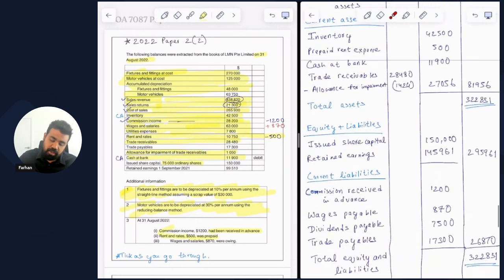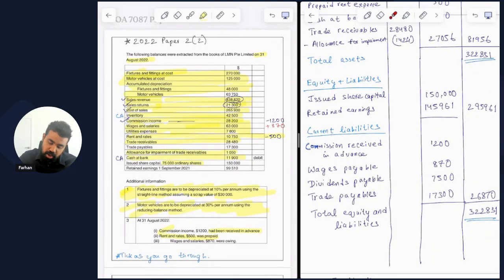So next we have got the equity and liabilities. Now, when we prepare the balance sheet or the statement of financial position, essentially we're trying to fulfill the fundamental accounting equation, which is the basis of every accounting problem that exists. And that equation is the assets equal to the total of equity and liabilities.